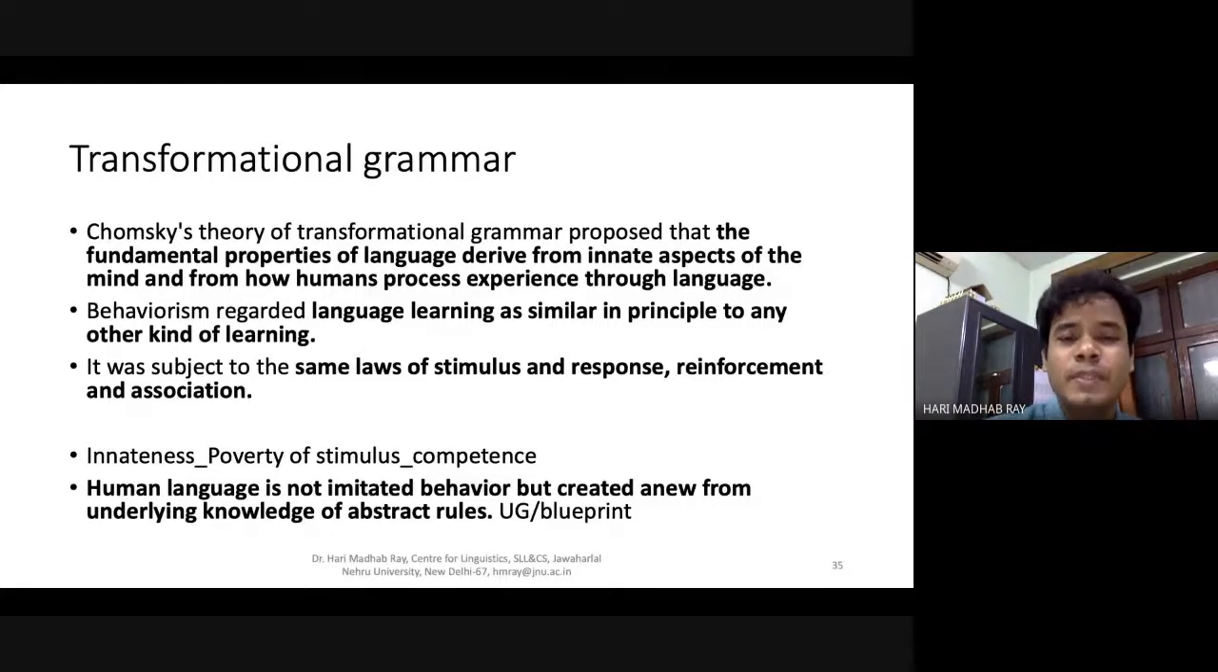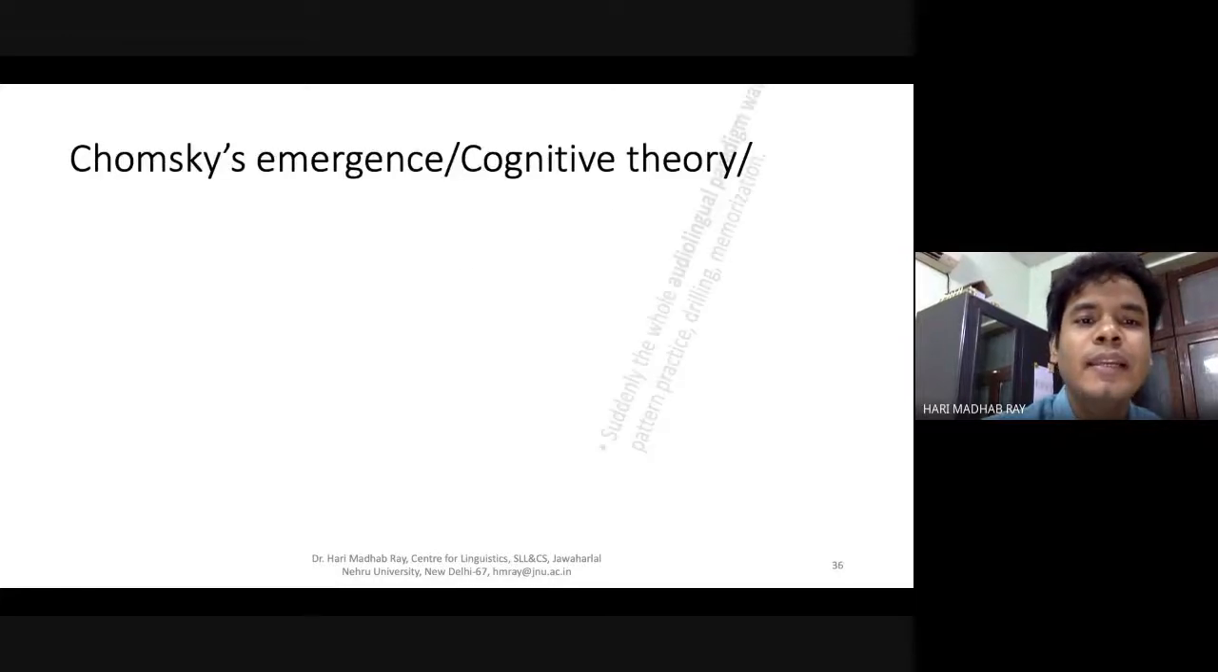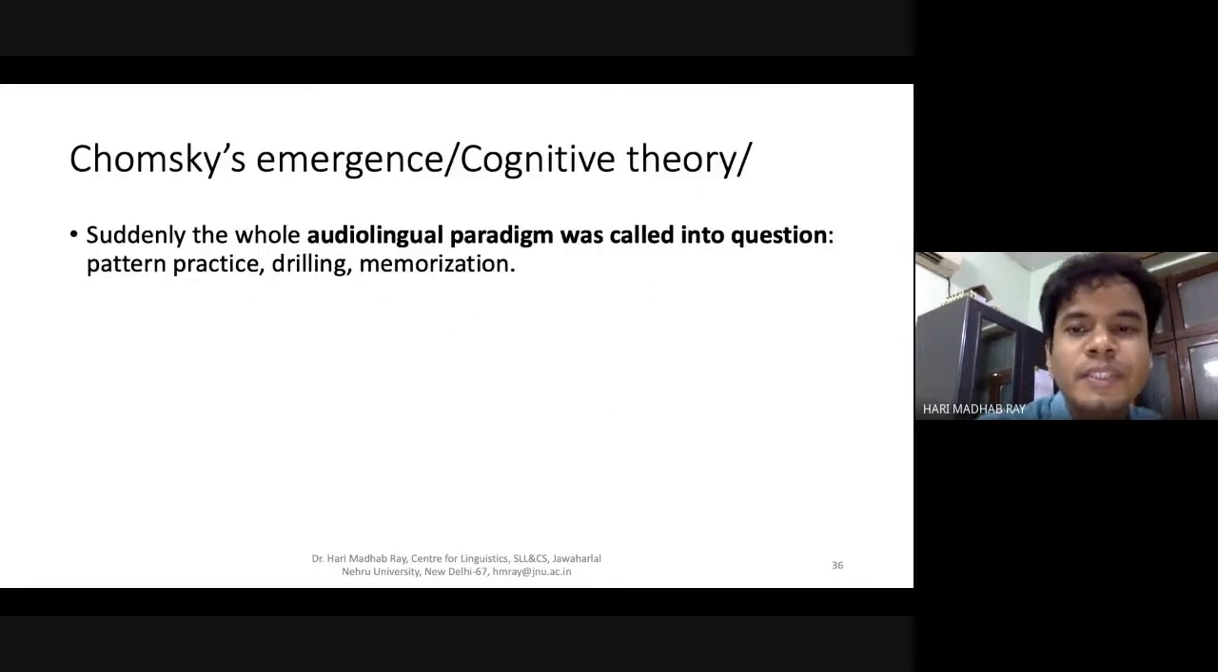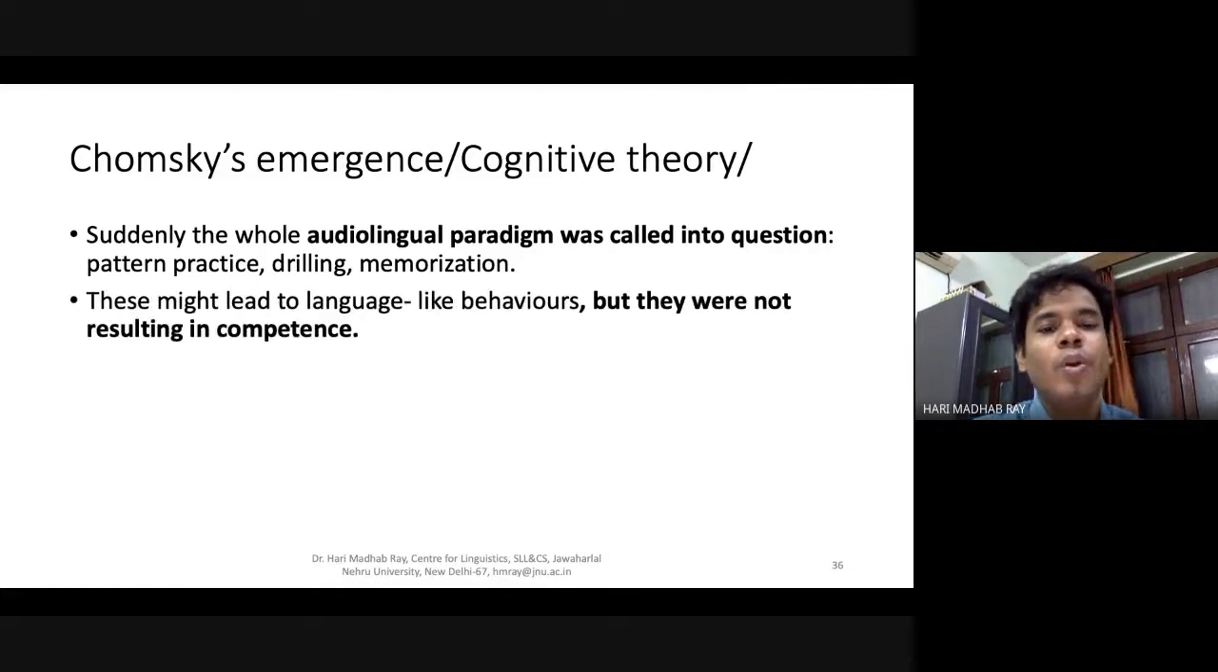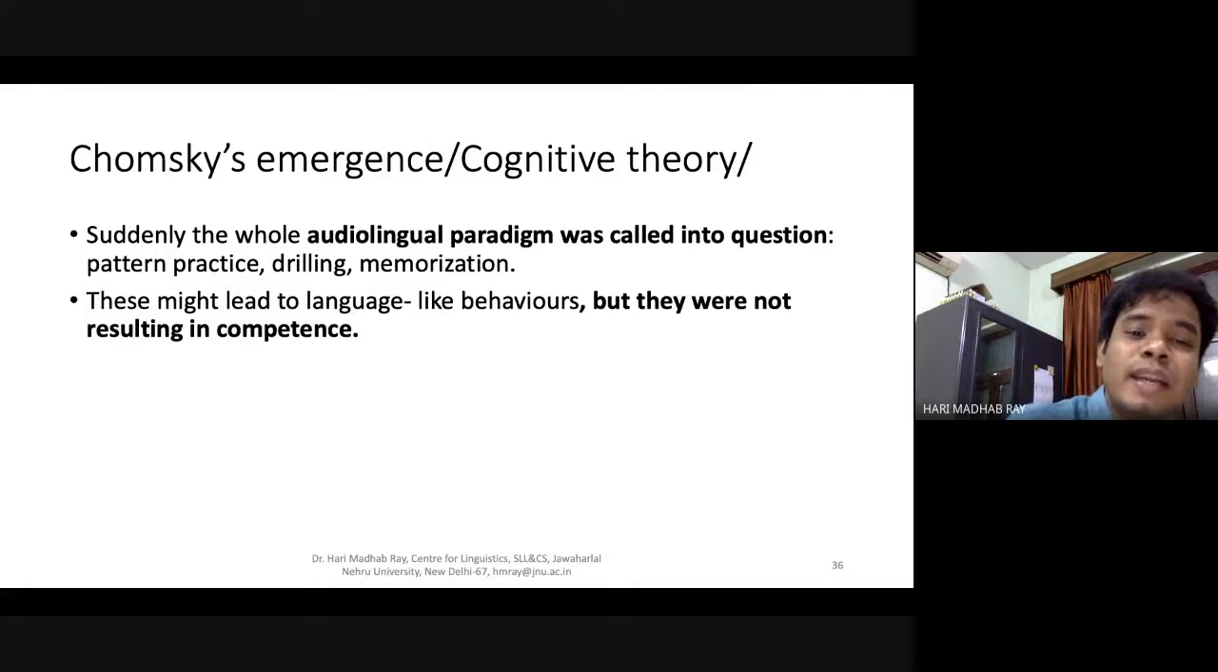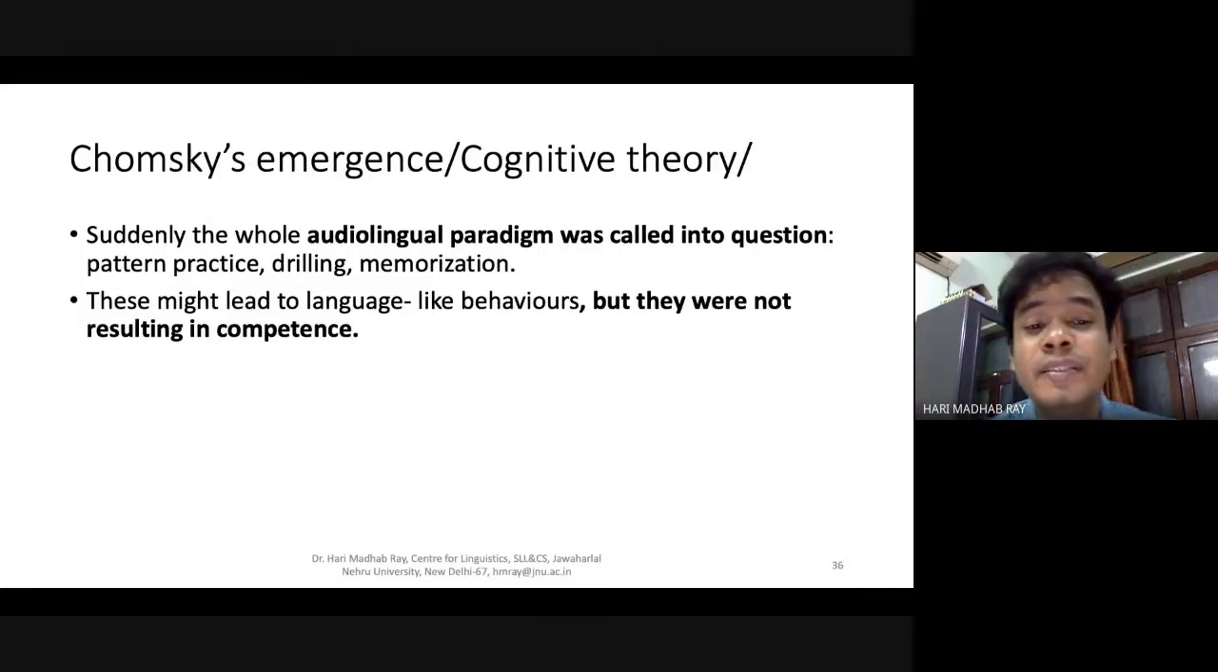The audiolingual practices were questioned after the 1960s. There was a decline of audiolingual methods with Chomsky's emergence and cognitive theory. Suddenly the whole audiolingual paradigm was called into question. Pattern practice, drilling and memorization, all these things were questioned. This might lead to language-like behaviors, but they do not result in competence. You may have language-like behaviors, but they cannot be treated as competence.